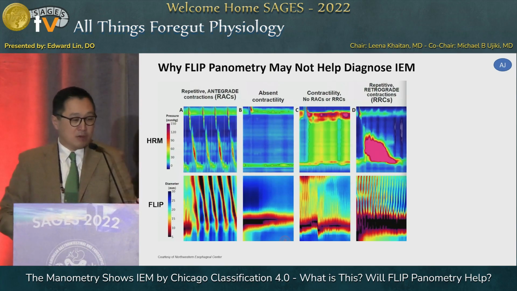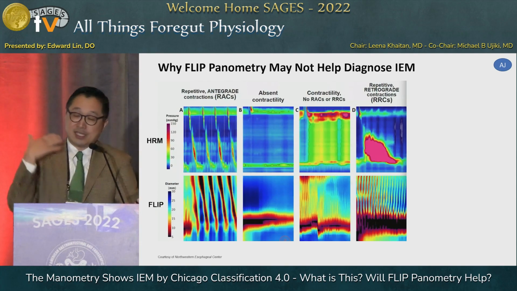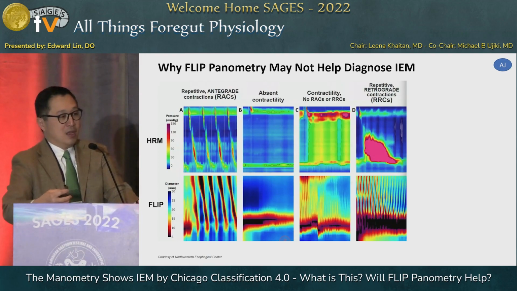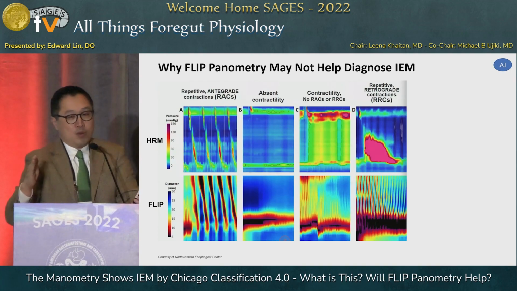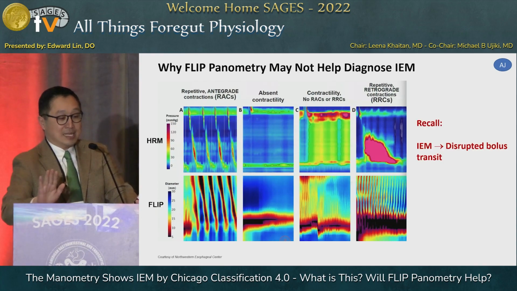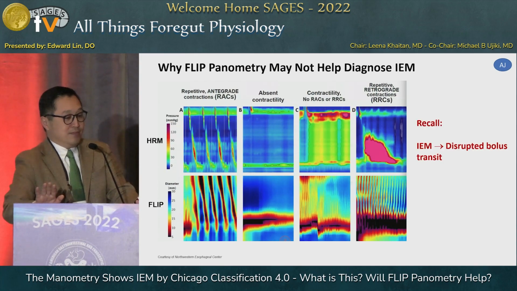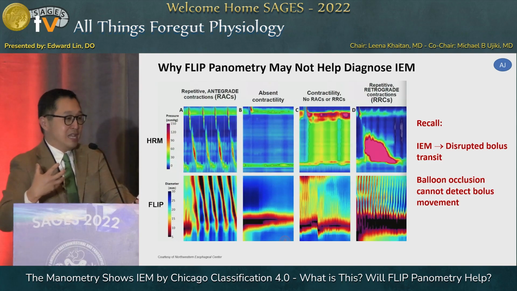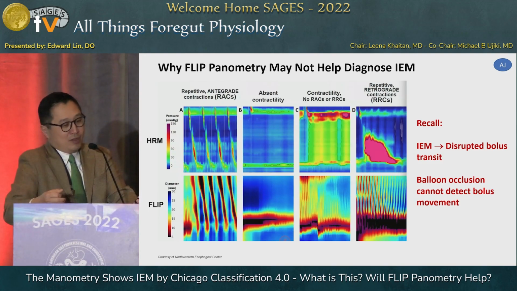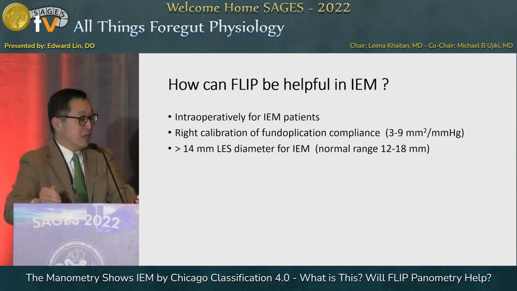The top row is high-resolution manometry. You can see the descending staircase pattern for your swallows, the bolus movement. And with the FLIP manometry, all you're seeing is one whole column of the diameter, right? And remember, what is the common theme of IEM? It is disrupted bolus transit. And when you have a balloon occluding your esophagus, you're really not going to see the bolus move. And so for that reason, I don't think FLIP is very helpful for IEM. It's probably going to be helpful for other things that we're going to be talking about soon.